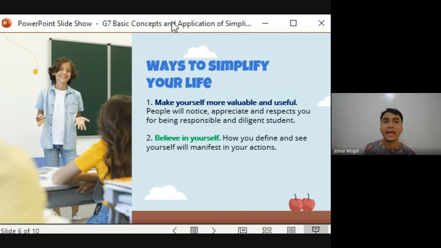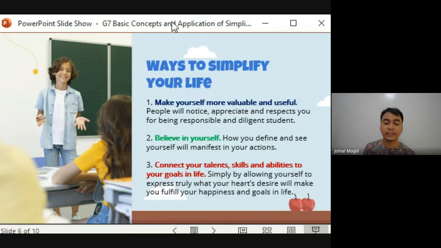First and foremost, you have to believe that you can. You have to believe in yourself. Okay? Next one is connect your talents, skills, and abilities to your goals in life. So what do you mean by this? Simply by allowing yourself to express truly what your heart desires will make you fulfill your happiness and goals.